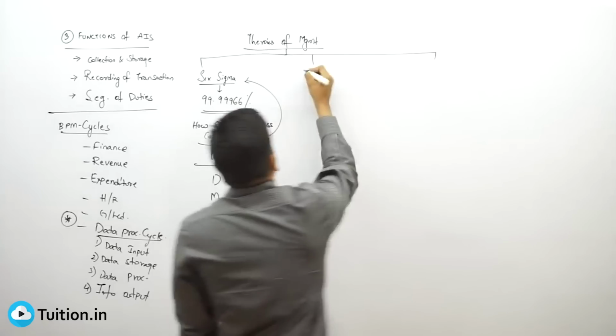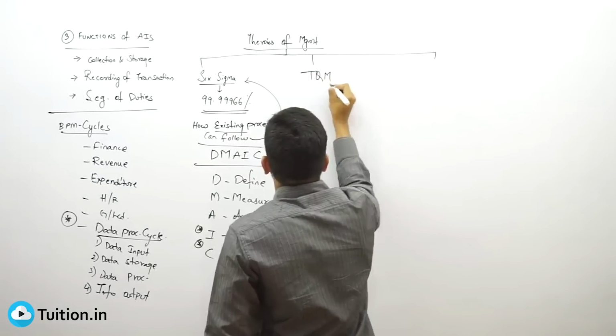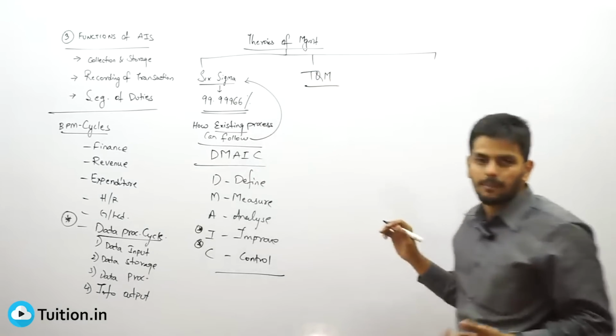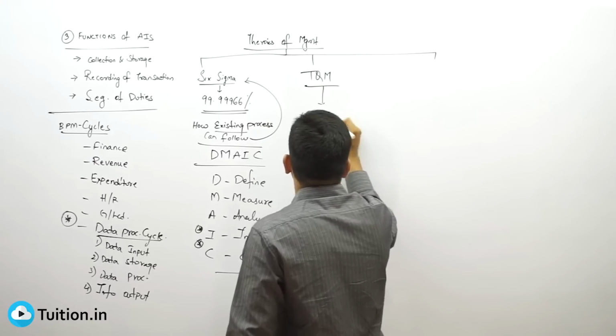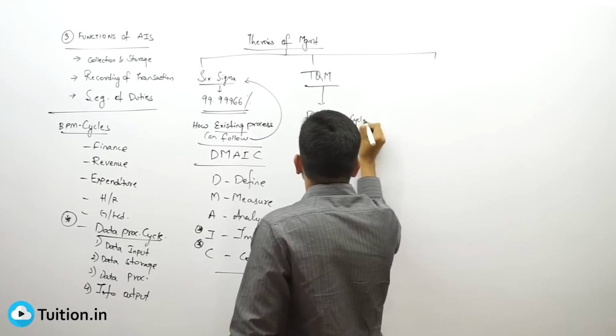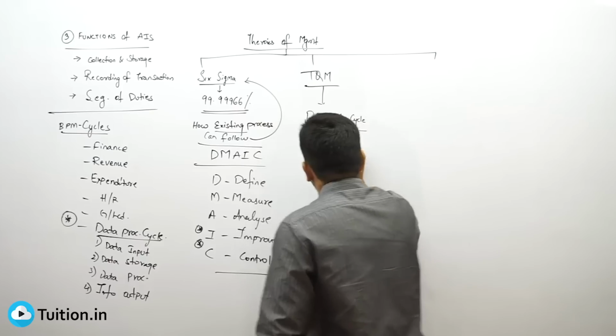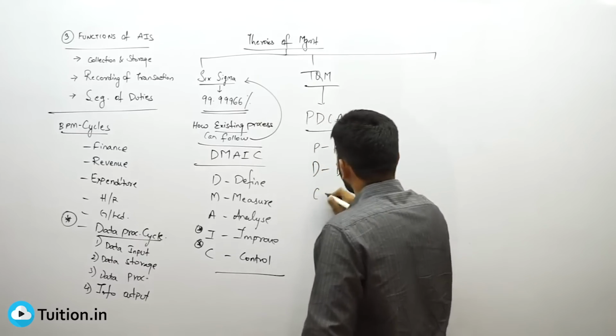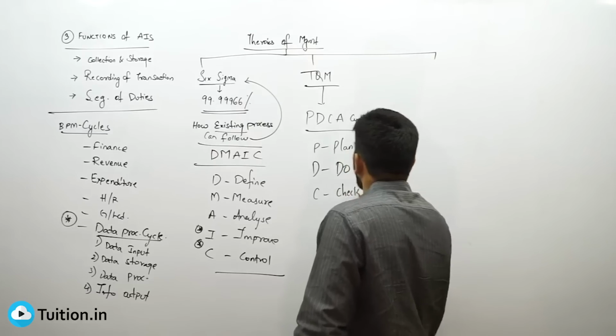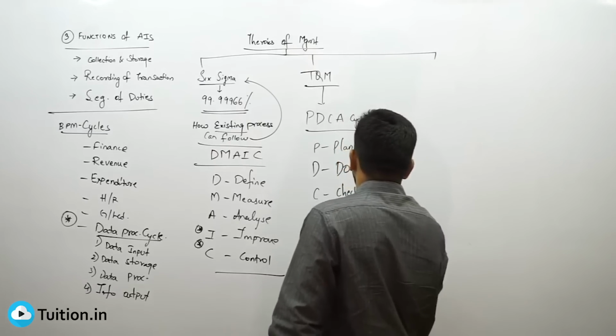Then let me move on to the second theory of management, that's called total quality management, where quality is at the prime point of focus, wherein TQM follows something called as a PDCA cycle. What is PDCA cycle guys? P for plan, D for do, C for check, and A for act.